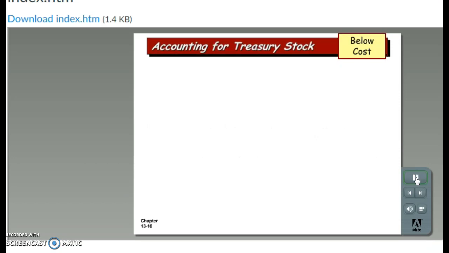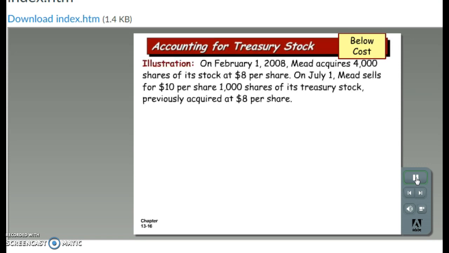If a corporation sells its treasury stock shares below the cost when it was acquired, the accounting treatment will differ. Meade has 4,000 shares of treasury stock that it acquired at $8 per share on February 1. As illustrated on the previous slide, Meade sells 1,000 of these treasury shares for $10 per share on July 1, resulting in paid-in capital treasury stock of $2,000.